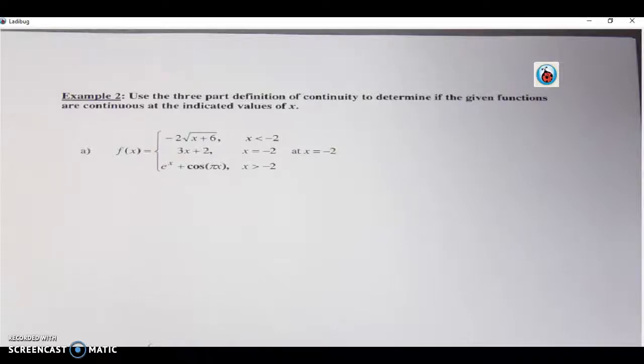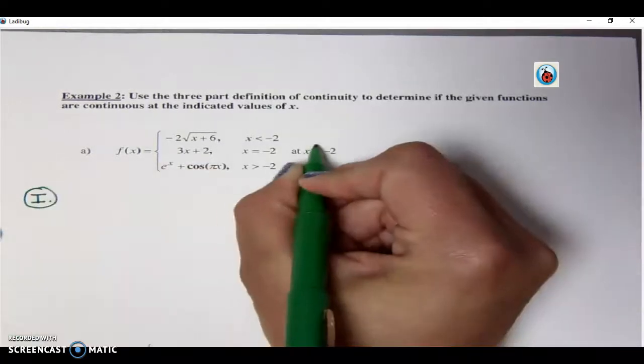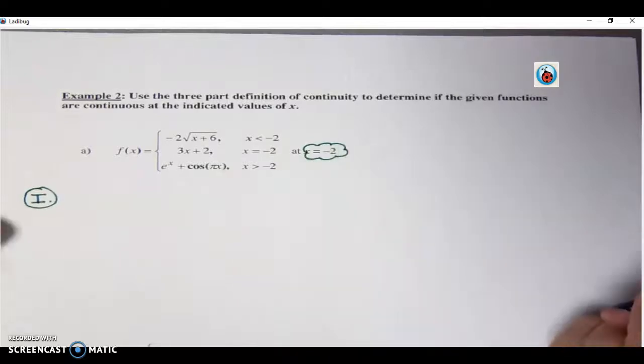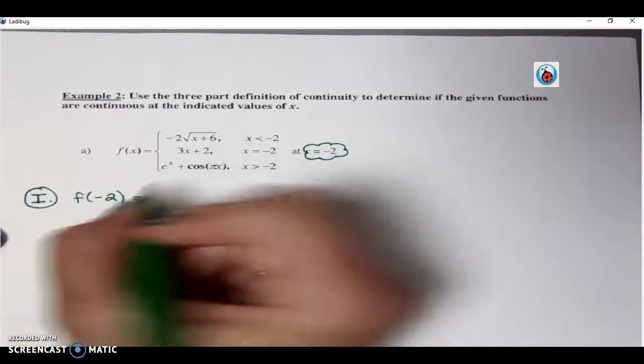Okay, so for example 2, we're also going to use the three-part definition of continuity to determine if these piecewise functions are going to be continuous. So instead of having a graph here, we're just given the equations. So remember, for the first step, we have to figure out if it's defined. Now, we are working at x equals -2. So we need to figure out what f of -2 is going to be.